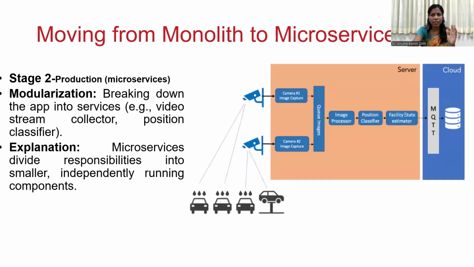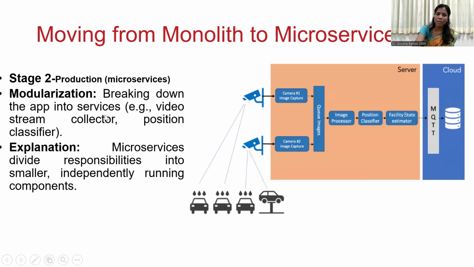So it is moved into the next stage of architecture called microservice. This microservice is used on the production side, after deployment in the production area. Here modularization is the main theme of microservice. Here we are breaking down the app into services.